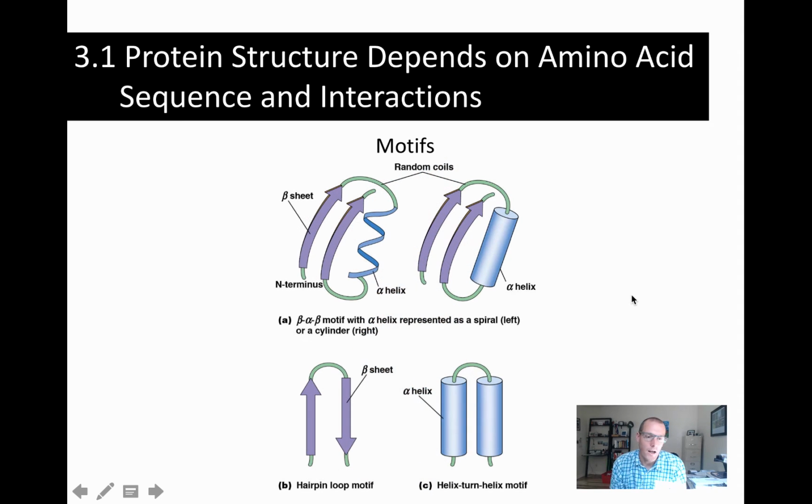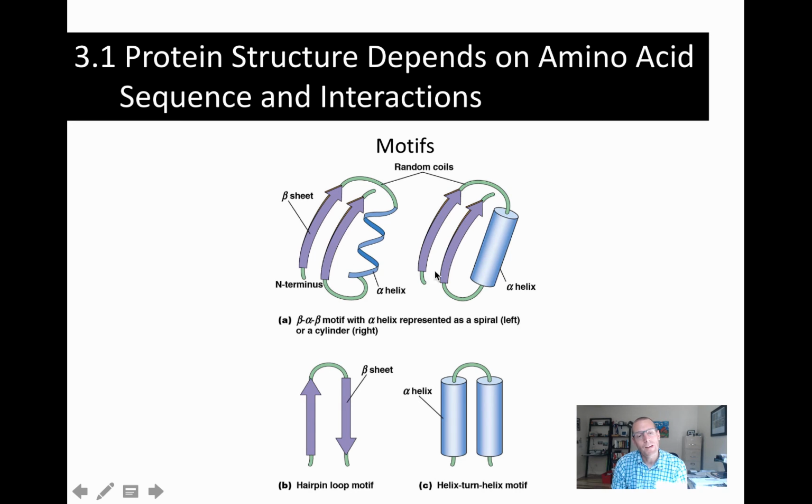To give you a better idea of these parallel, anti-parallel beta sheets, you can see here in these structural motifs, which we'll come back to in a moment. Here are two beta sheets running in the same direction, and I know that because the arrowhead on the beta sheet here is always pointing towards the C terminus, and so this would be a parallel beta sheet, so would this one here, and then the one bottom left here would be an anti-parallel beta sheet.